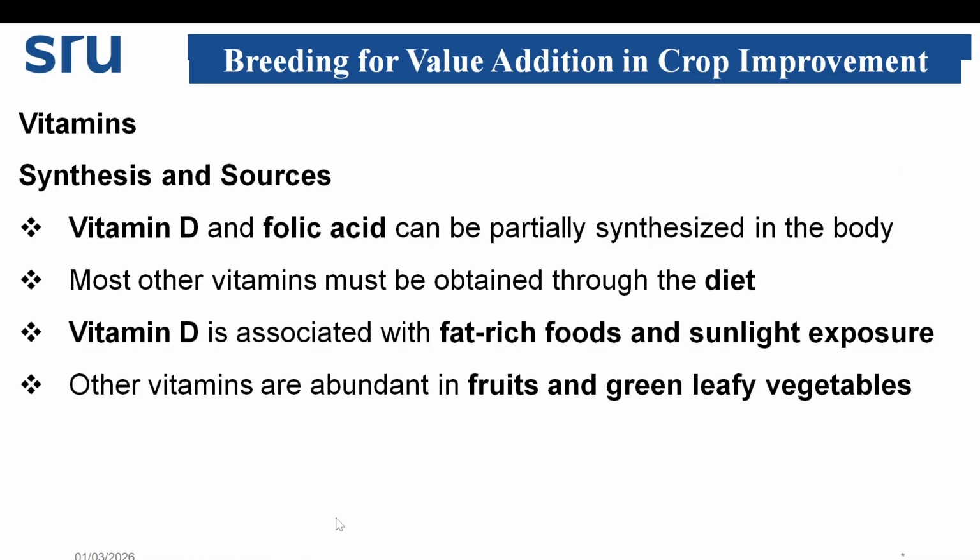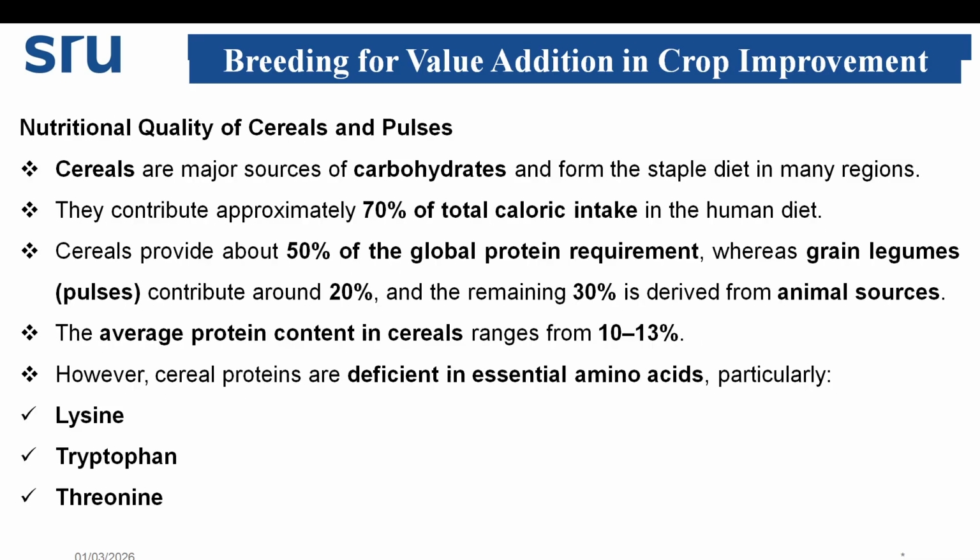Then synthesis and sources. Vitamin D and folic acid can be partially synthesized in the body. Most other vitamins must be obtained through diet. Vitamin D is associated with fat-rich foods and sunlight exposure. Other vitamins are abundant in fruits and green leafy vegetables.